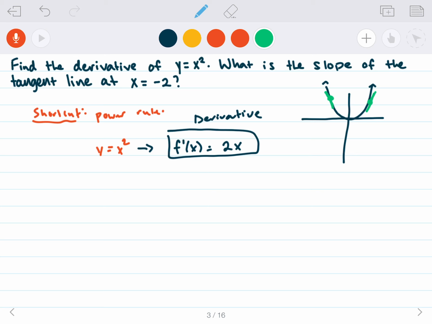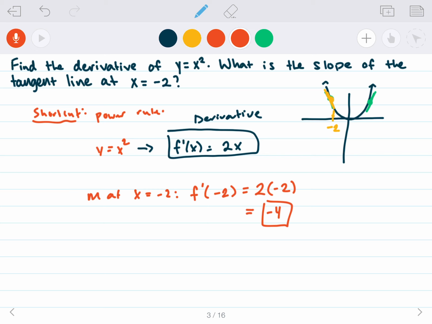But anyway, so that's the derivative, and it says what is the slope of the tangent line at x equals negative 2? So the slope at x equals negative 2 is just going to be, we plug in negative 2 into our derivative function, right? We want to see what the slope is at x is negative 2. So we do 2 times negative 2, and that's going to give us negative 4. So that is the slope at x equals negative 2. And we can kind of see that on this little rough sketch right here. So if this is x is negative 2, we can see that we're sloping downward here.